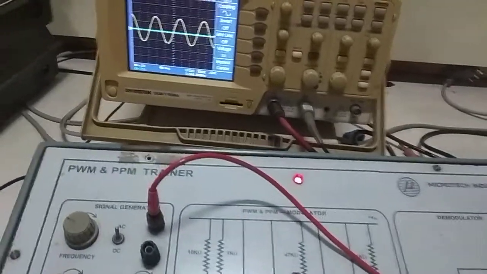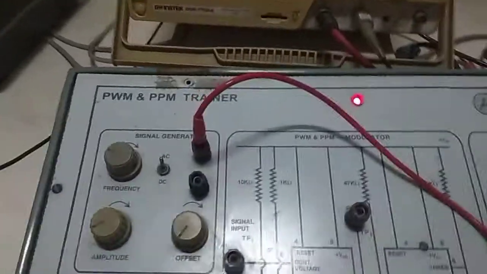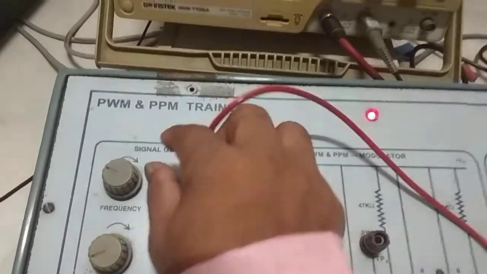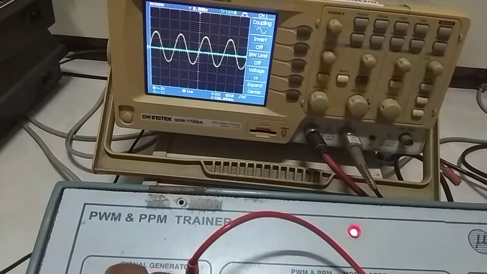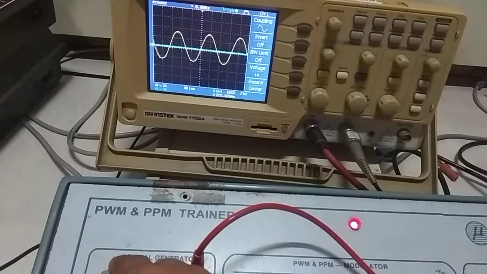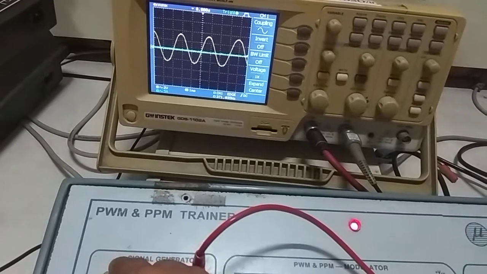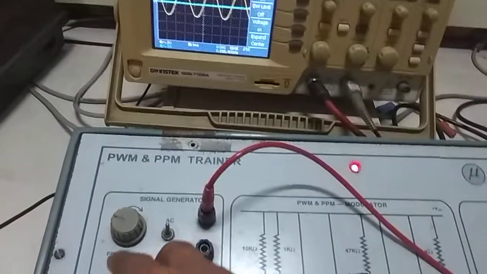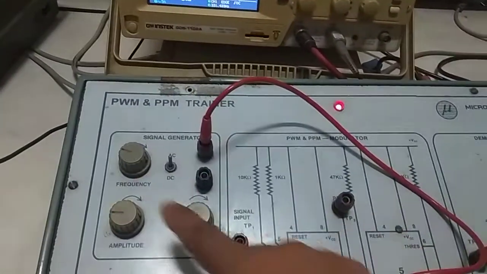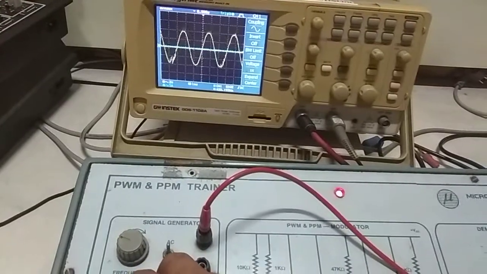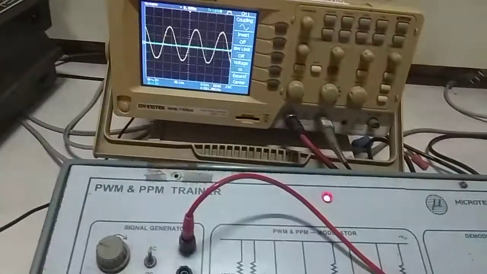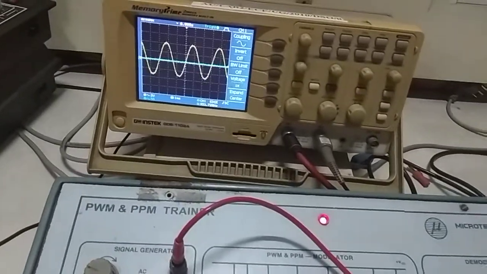Okay, let's start. At first we are going to check this signal generator. From this knob we can vary the frequency of the signal like this. Time is varying, that means actually frequency is varying. Now we can vary the amplitude by varying this amplitude knob. Look at this, amplitude is varying. These are the two parameters we need to vary.